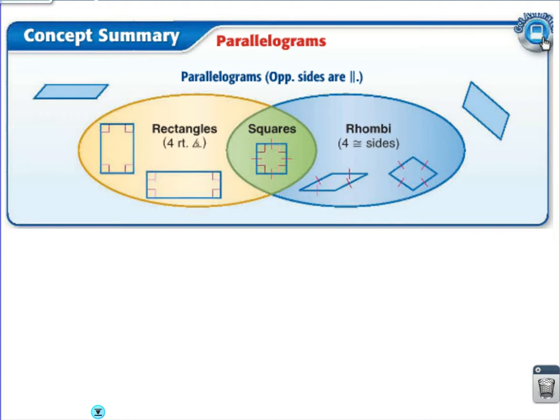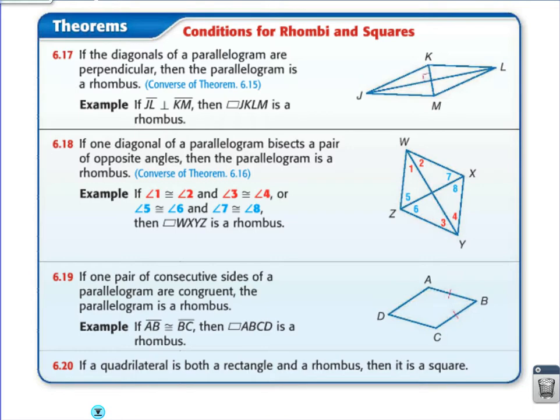So here's all your shapes that we've done thus far. Here's all the shapes that you're going to have to know the properties of: rectangles, rhombi, parallelograms, which is the general category up here, and then your squares here. Conditions for rhombi and squares. And again, conditions is how do I prove it's a rhombus? How do I prove it's a square? That's what a condition is.